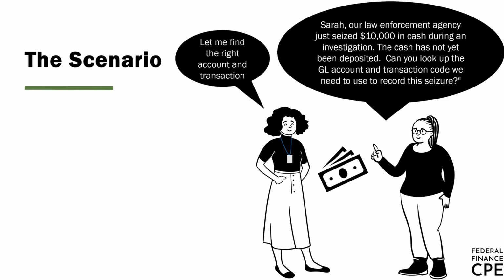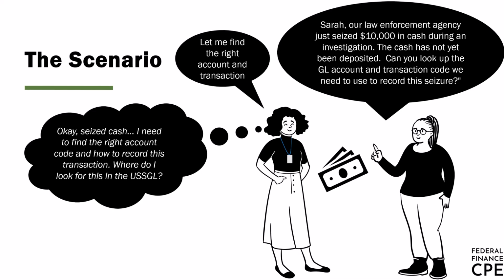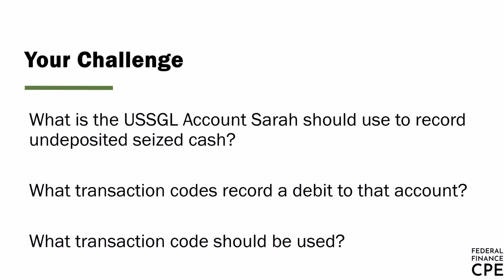So Sarah goes, sure, I can do that. And she just thinks to herself, okay, we got seized cash. I need to find the right code, how to record this transaction, and I know I need to look in the USSGL. But what part? So here's our challenge. What is the USSGL account Sarah should use to record undeposited seized cash? What transaction codes record a debit to that account? And what transaction should ultimately be used for this scenario? Let's see if we can find the answer.